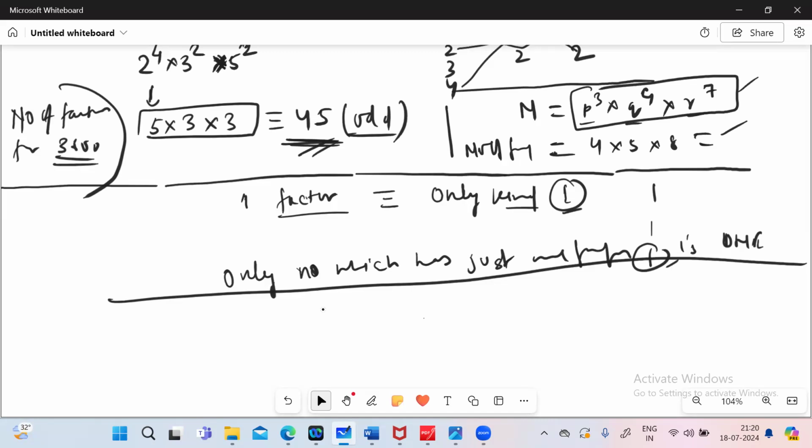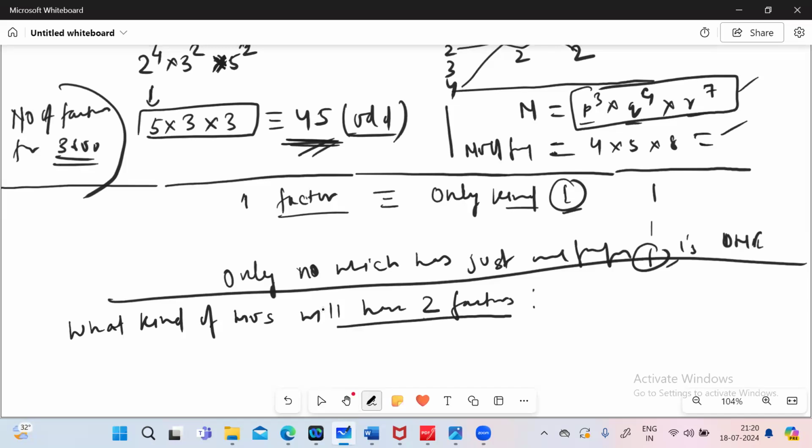So now tell me, what kind of numbers will have two factors? What kind of numbers will have two factors?